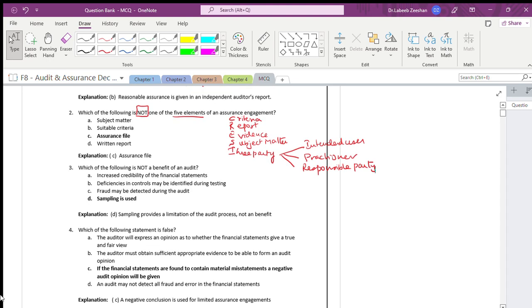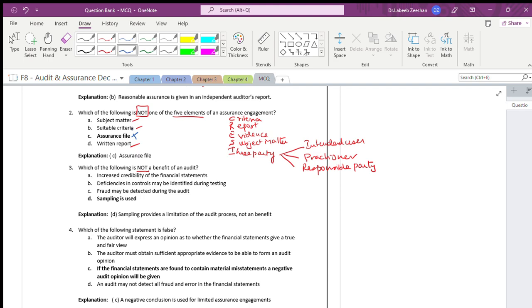Which of the following is not a benefit of an audit? Is it right? When you say it's not a benefit, here they have said the subject matter, they have talked about the criteria, they have talked about the report. The only thing that is not applicable is the assurance file. There is no such concept as an assurance file.